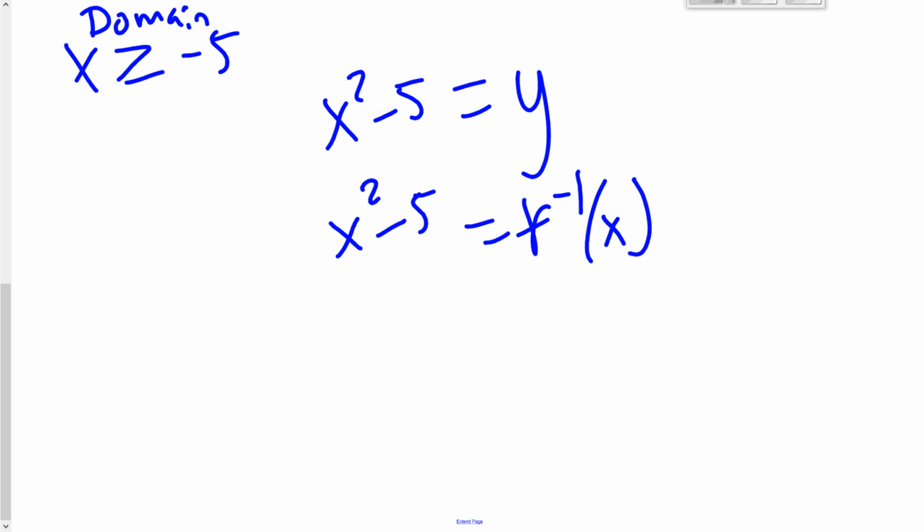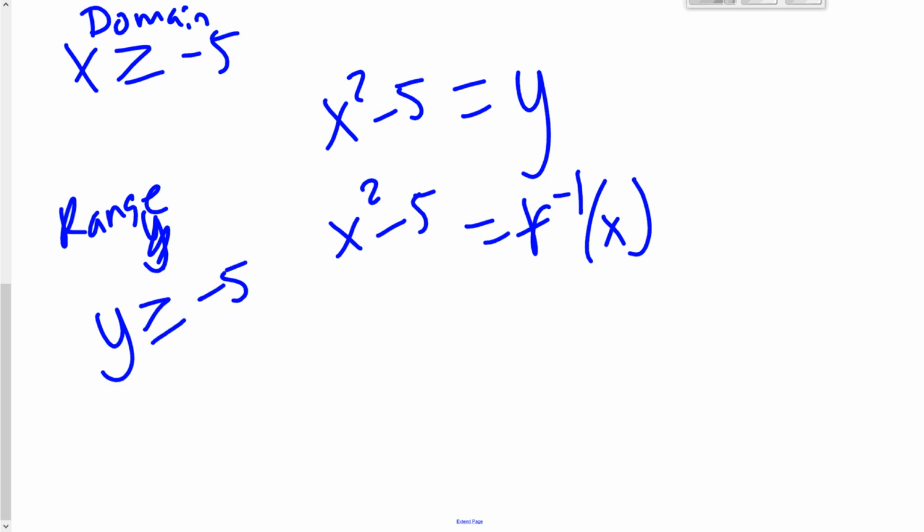So if that's my domain, that means that my y values for this one, because remember, my x's become my y values of my inverse. So my range of this one is y is greater than or equal to negative 5. And so what that means is, what's my domain for this inverse? Well, the domain of this inverse will be the range of the original function. And what is the range of the original function?